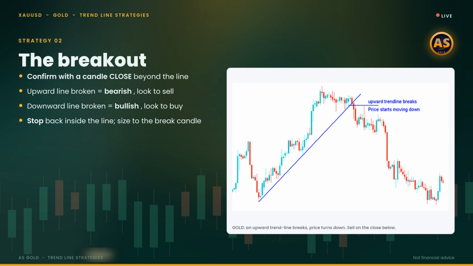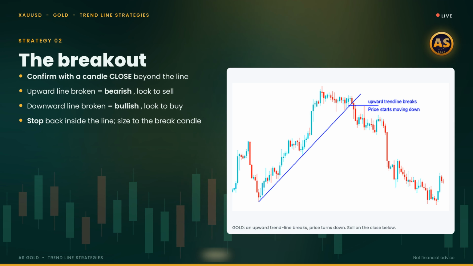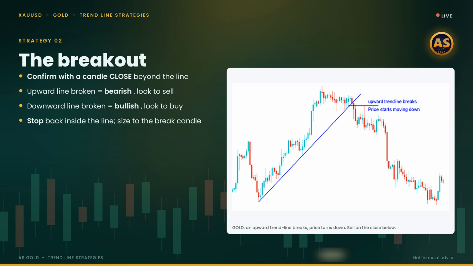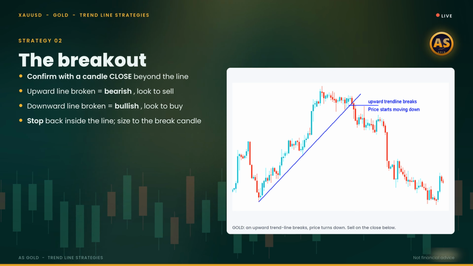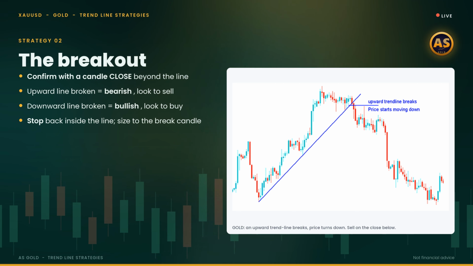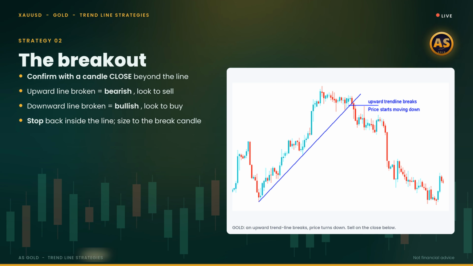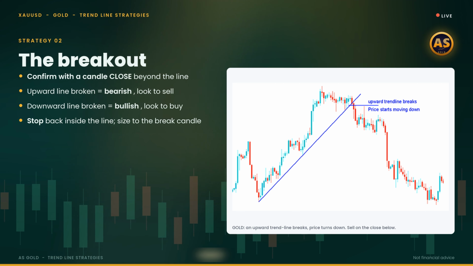Strategy 2, the breakout. Here price pushes decisively through the line. The golden rule, wait for a candle to close beyond it. Don't react to a wick. A break below an upward line is a bearish reversal, a break above a downward line is bullish. On gold, expect $50 to $100 of follow-through once a real line gives way.